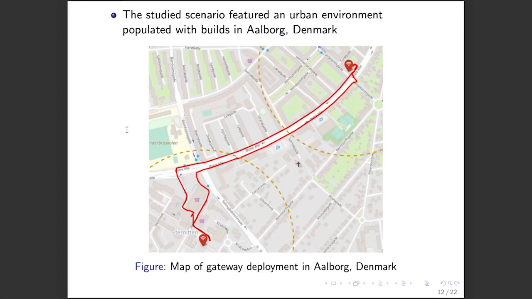And for the scenario, it is featured in an urban environment, populated with a lot of buildings here in Aalborg. As you can see here on the map, we have placed the two gateways apart in two different buildings, and this reference scenario should simulate, for example, a bike messenger cycling about in the city. And as you can see, the area is so densely populated that we actually have a dead zone in the middle. So we are at some point going out of range of both of the gateways.